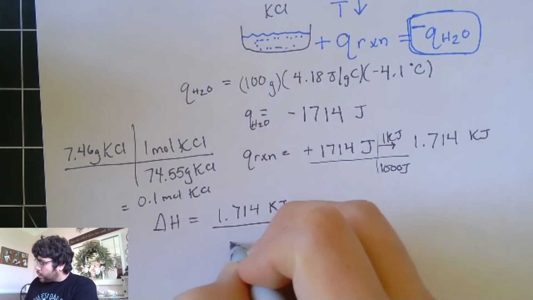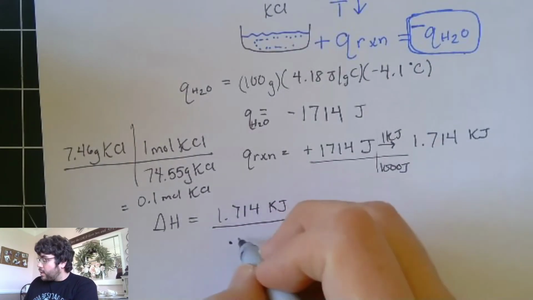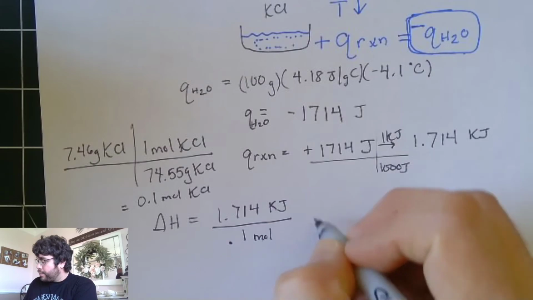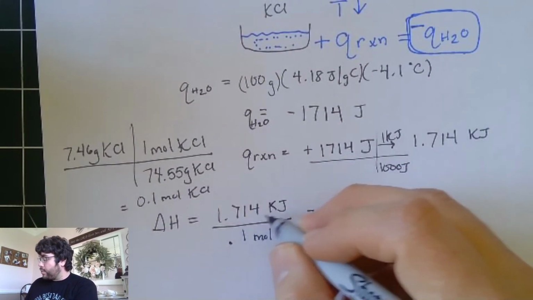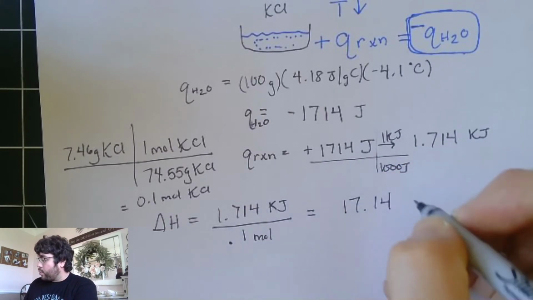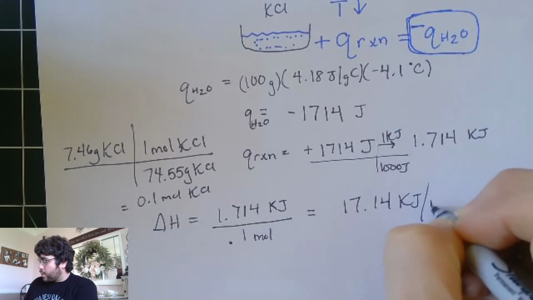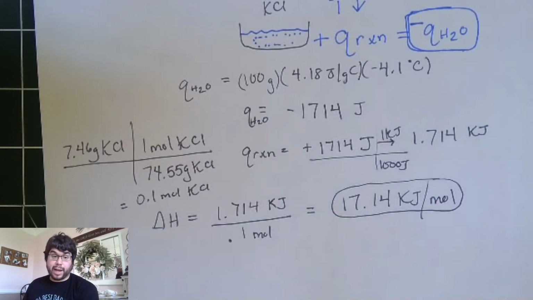Okay, so we're going to divide that energy we calculated by how many moles of potassium chloride dissolved in water, and that's going to be 0.1 moles. Okay, so 1.714 divided by 0.1, that's going to be 17.14 kilojoules per mole. And there's our answer. That's the enthalpy of the reaction.